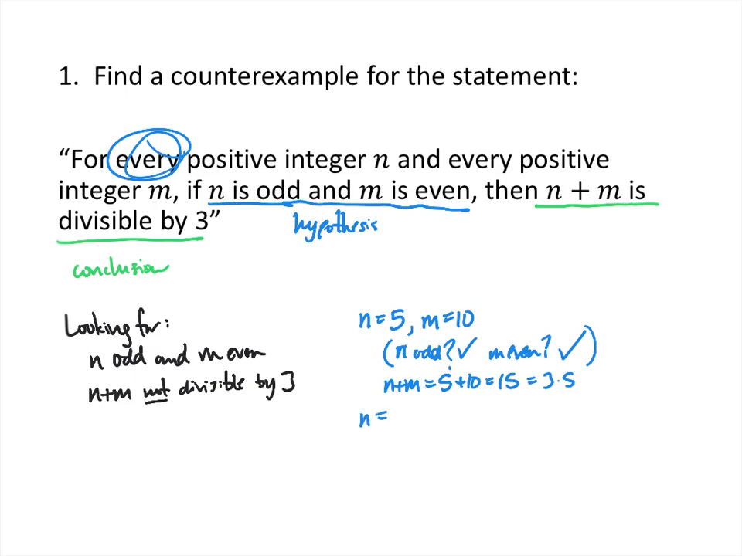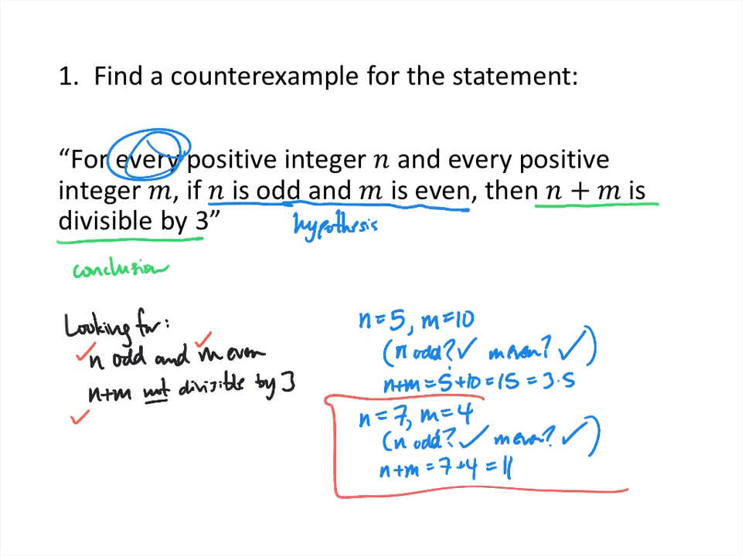So what if we try n equals 7 and m equals 4? So is n odd? Yes, 7 is odd. Is 4 even? Is m even? Yes. So again, we're in a situation where the hypothesis is true, and again, we're going to check the conclusion. Well, this time, n plus m is 7 plus 4, which is 11, and that's not divisible by 3. And so that shows us our counterexample. We had n odd, m even, and n plus m not divisible by 3. So this is our counterexample.